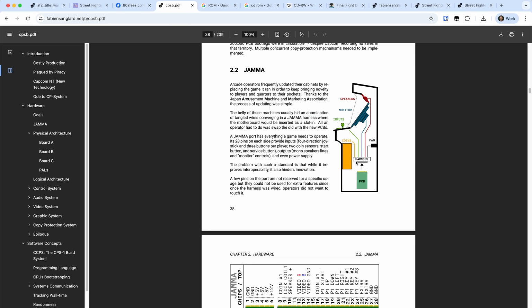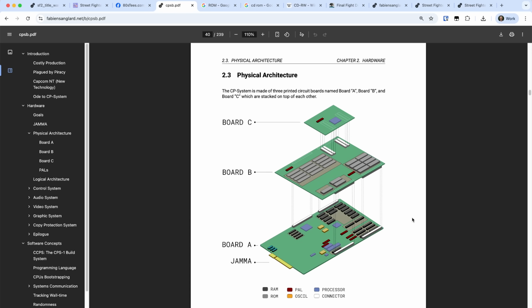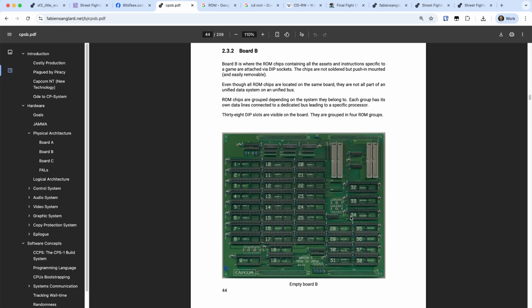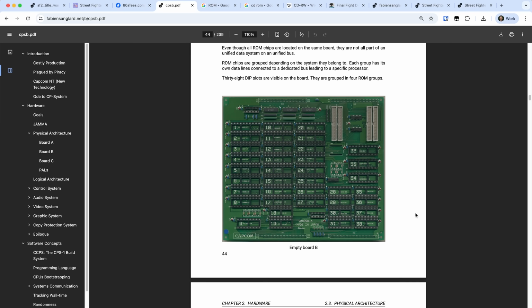So the wooden and non-game related components are kind of fixed, and then the PCB, the printed circuit board for the game, would be inserted into the harness that would specialize the machine to play Street Fighter 2. Within one of these PCBs there's actually 3 layers, and the layer that's of interest to us is board B, which is where the specialized game code would sit. So this is what one of those boards looks like. It's a standardized format with 38 slots for things called ROM, read-only memory.